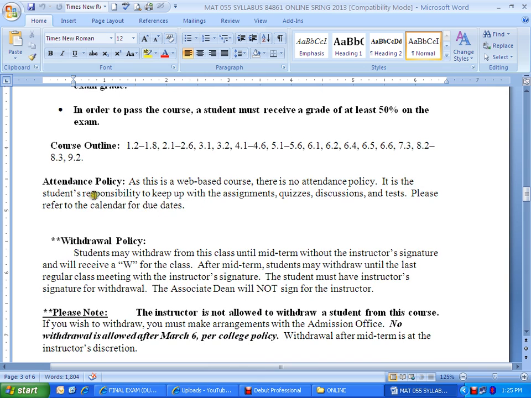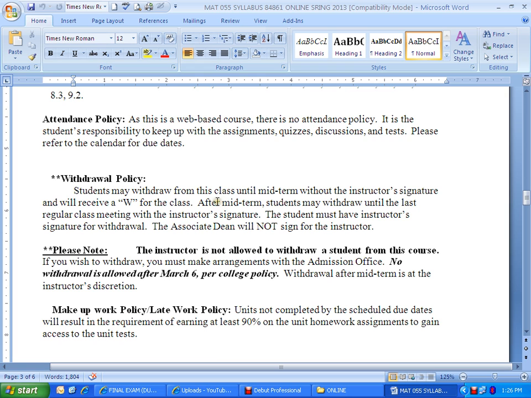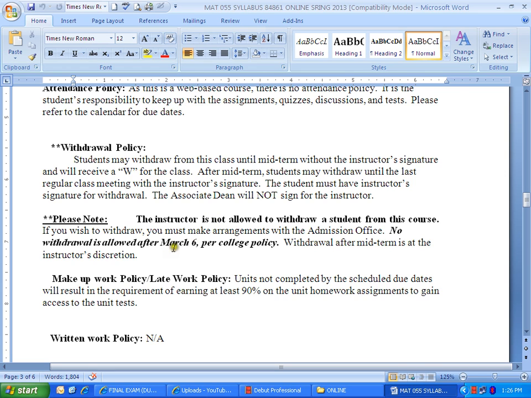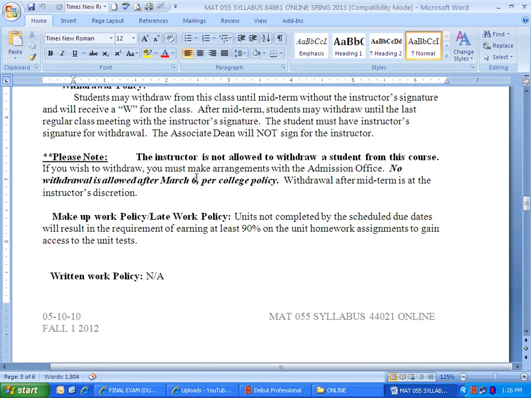Some more information. This is the attendance policy. Well, this is an online class. Withdrawal, you have until midterm to withdraw. After midterm, you need my signature. You cannot withdraw after March the 6th, no matter what. With this withdrawal, when you need my permission, most schools accept an email, so keep that in mind.